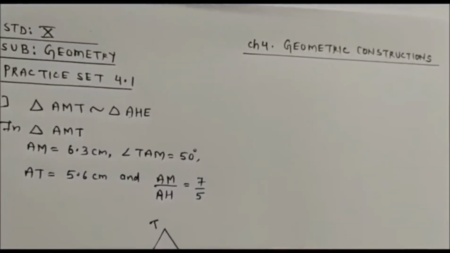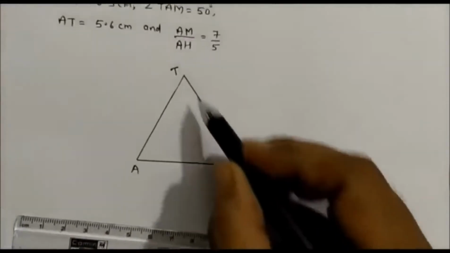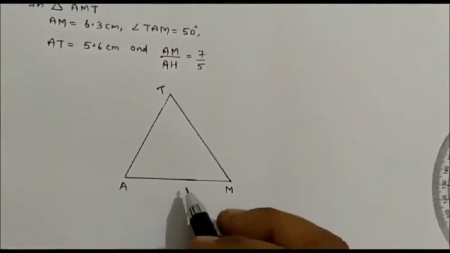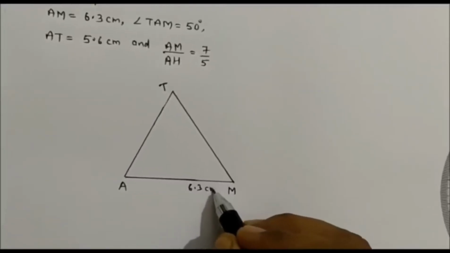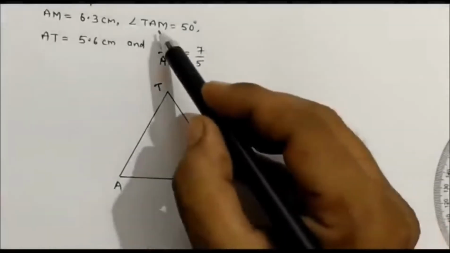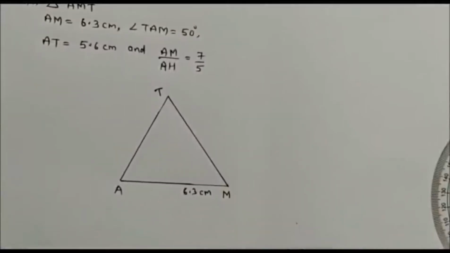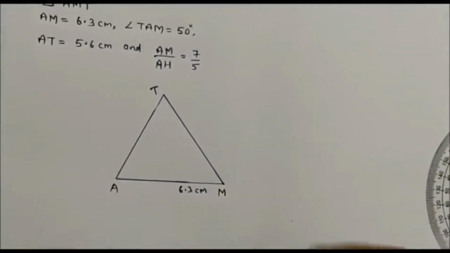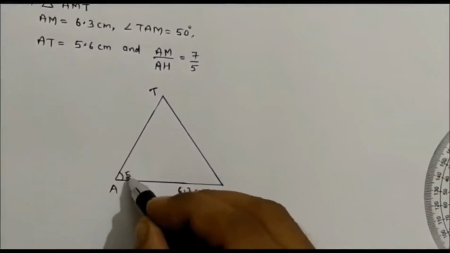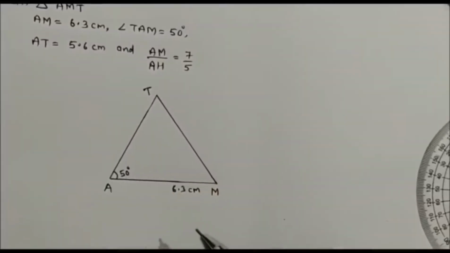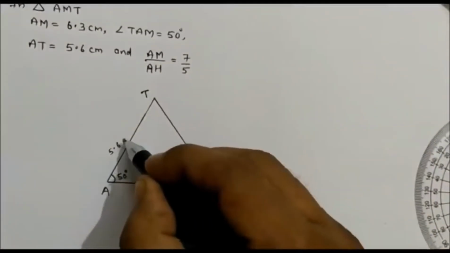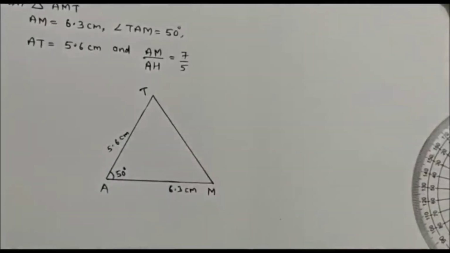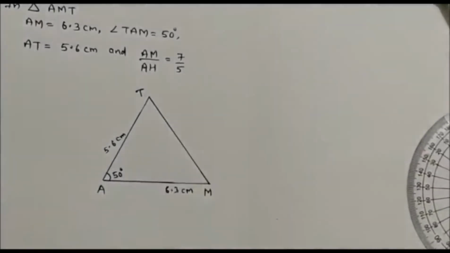First we'll draw triangle AMT. You can see that this is triangle AMT. Here AM is 6.3, we'll mark 6.3 centimeter. Angle TAM is 50 degrees, so we mark 50 degrees here as given. And AT is 5.6 centimeter. So this is the triangle AMT.